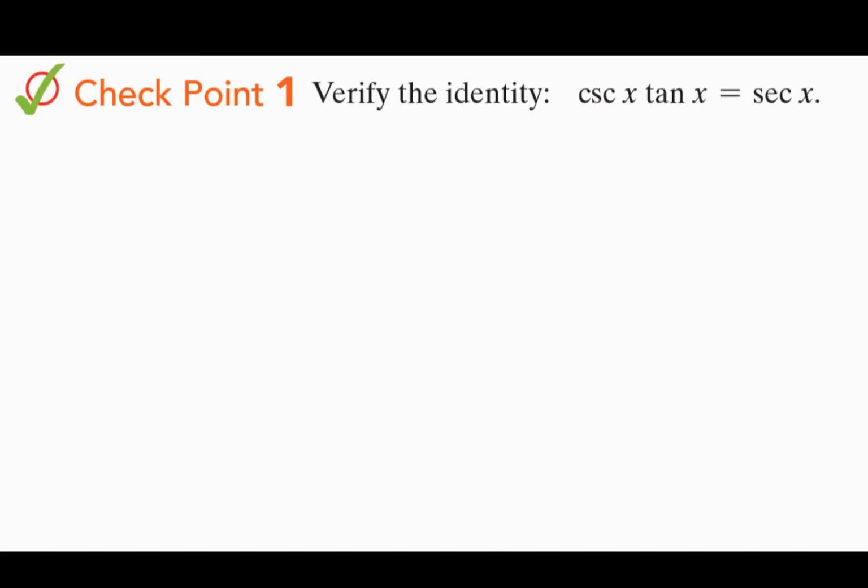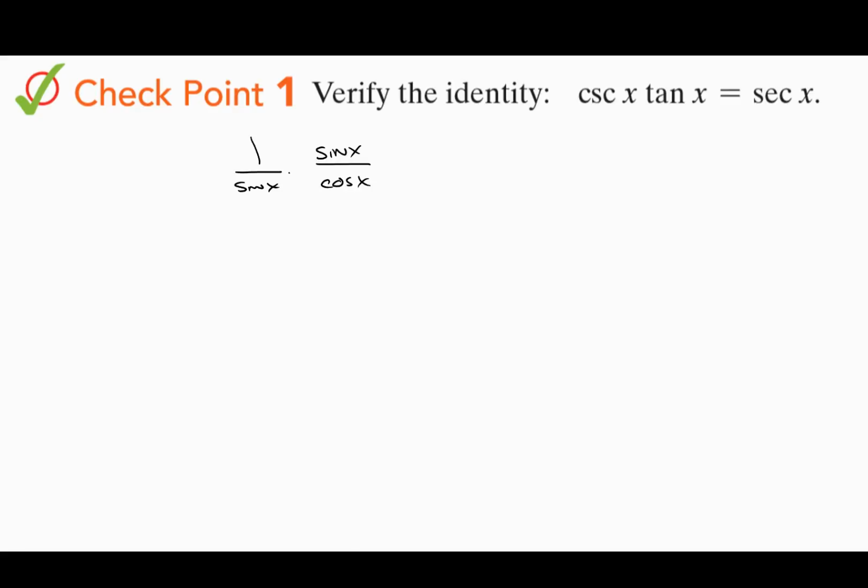All right, let's try the next one, a checkpoint. Okay, so similar problem. The first problem and the second problem here are always going to be very similar. So cosecant is 1 over the sine. Tangent is the sine over the cosine.